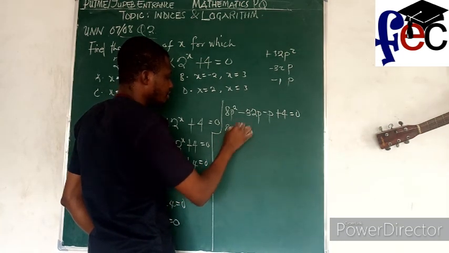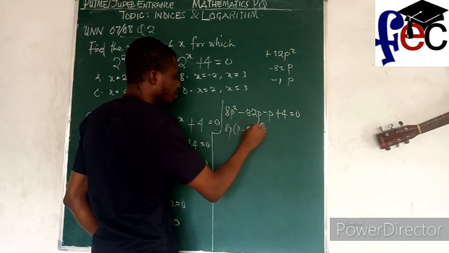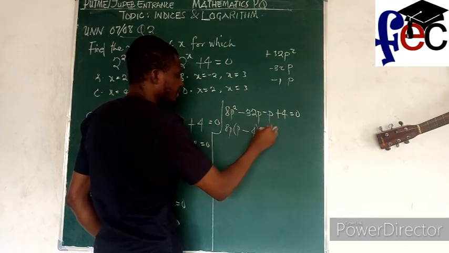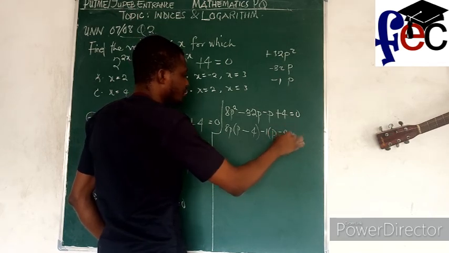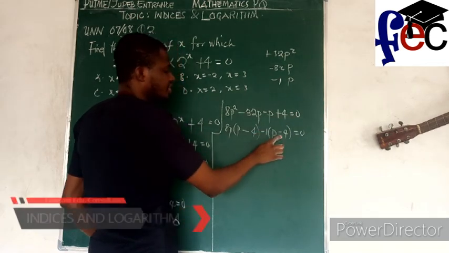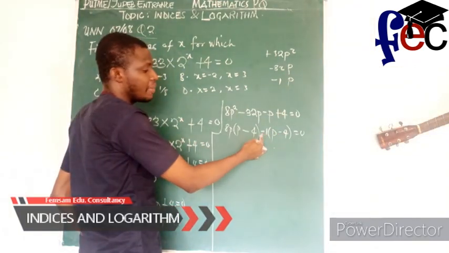I'll be left with p. Then here I'll be left with 4. Then minus 1 will be common. Then I have minus 4 equal to 0. The sign of this is reversed because I factored out minus 1.